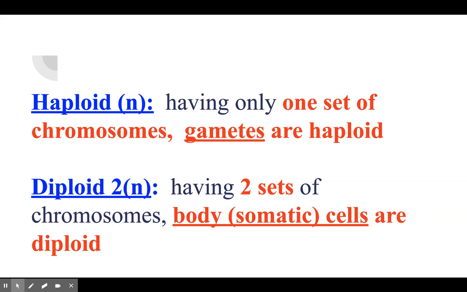So the two terms that we have here are haploid and diploid. Haploid is having only one set of chromosomes, and gametes are haploid. A gamete specifically is a sex cell that has half the number of chromosomes. A diploid cell has two sets of chromosomes. Diploid means having two sets of chromosomes, and body somatic cells are diploid.